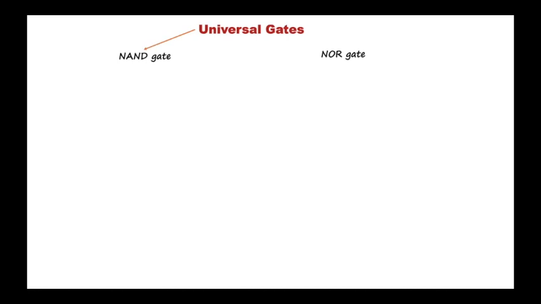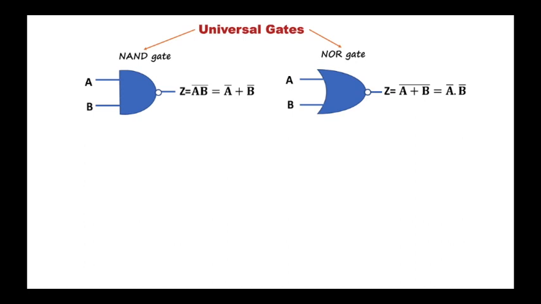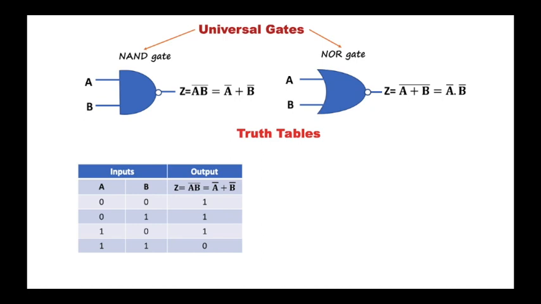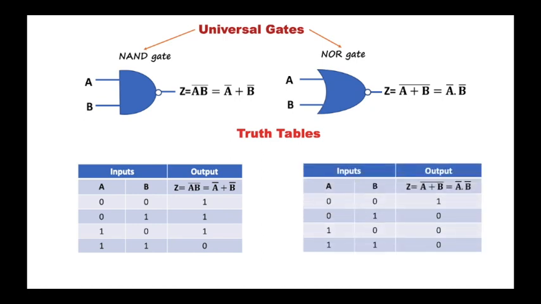So what is the NAND gate logic? Here you can see NAND gate logic is AND gate plus a NOT operation. So Z equals first A dot B, then its bar gives A bar plus B bar, which is the NAND gate logic. Now this is the NOR gate. NOR gate is OR gate plus NOT. So here you can see the output is the OR operation and its bar, equals A bar dot B bar. Now this is the truth table of the NAND gate, and this is the truth table of the NOR gate.